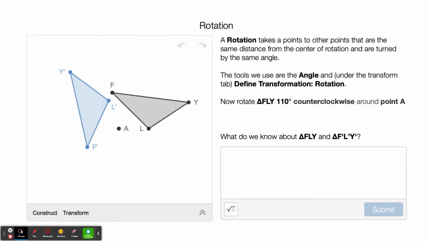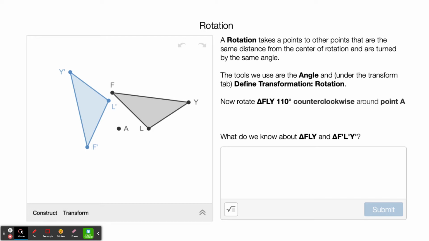Our next slide is a rotation. And this is the first transformation that we actually get to use those transformation tools. So before this, you should be using tools just from the construct. This is the first one that we get to use transforming tools. So the transformation we're using is a rotation, and just a reminder, if you are doing a rotation, it will always go in a counterclockwise direction unless you put the negative in front of it. Then it'll go in the clockwise direction.